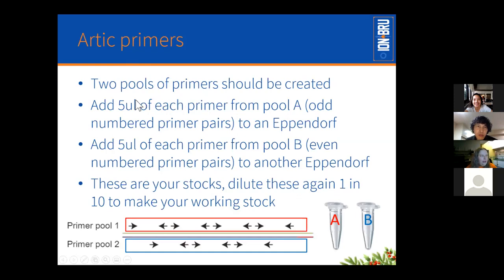So we're using equal amounts of each primer in 2 separate pools. So just remember that all the odd numbered primer pairs go into pool A and all the even numbered primer pairs go into pool B. So again, you're diluting these down 1 in 10 to make your working stock.